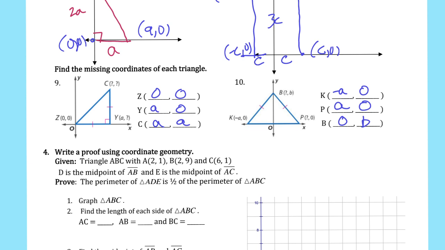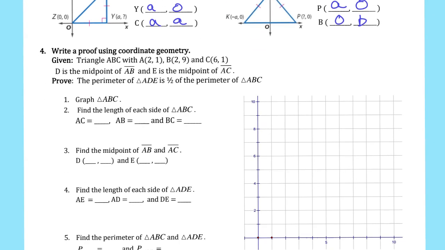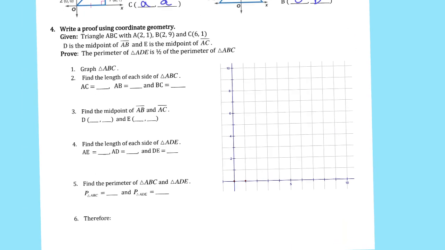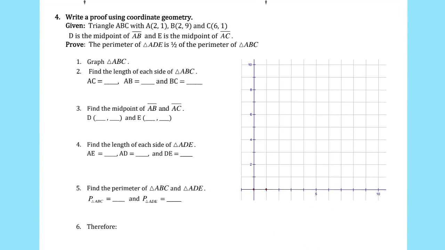Now, the last one we're going to do is, again, show numerically using a grid. We're not going to do a formalized proof. We're just going to show numerically from the grid what we've got. So if you have triangle ABC, A is over 2, up 1, and then 2, 9 is B, and then C is 6, 1. So we've got a triangle ABC.